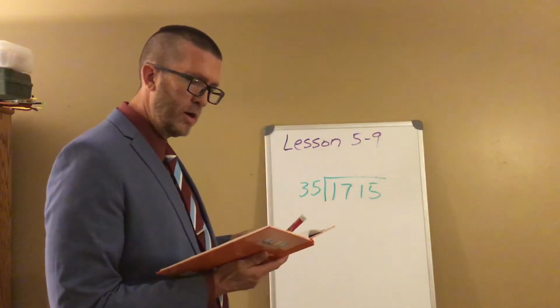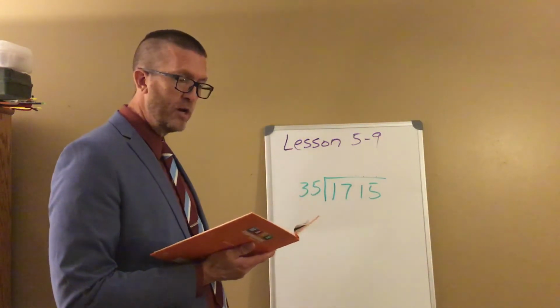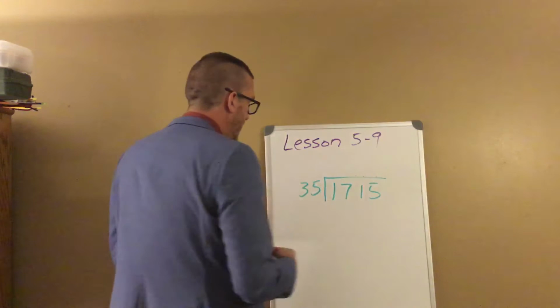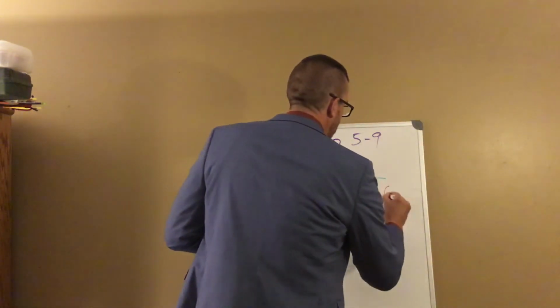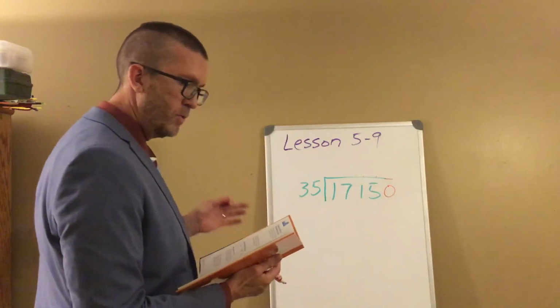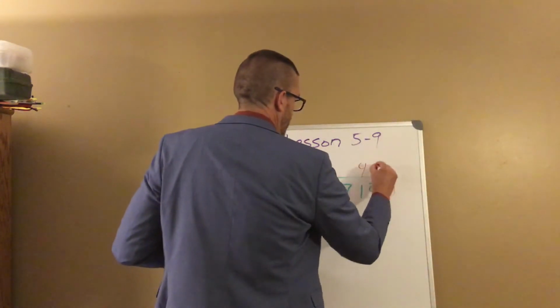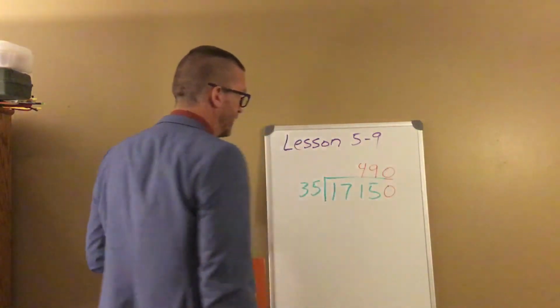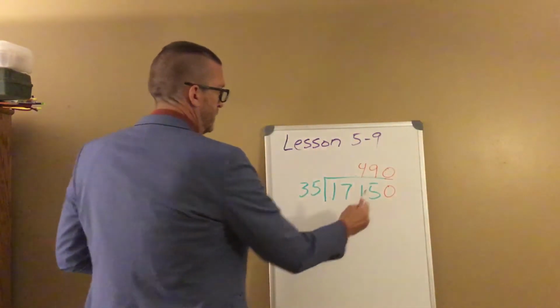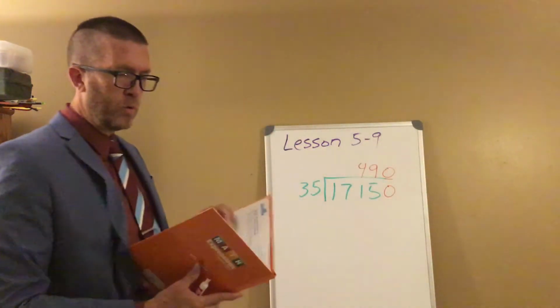Number 4, 17,150. Well, here they added a 0. Okay. Well, no decimal in the divisor. We know 49 goes in here, and we're going to add a 0 there if you see the pattern. By adding the 0, all we're going to do is add a 0 in our quotient.